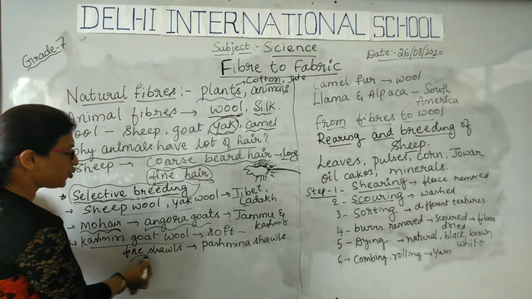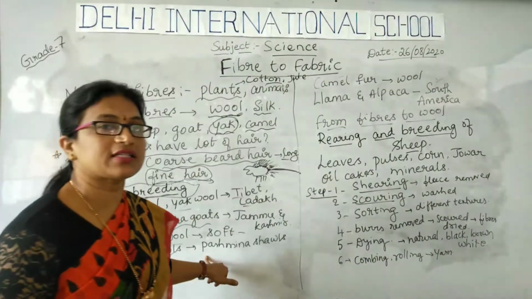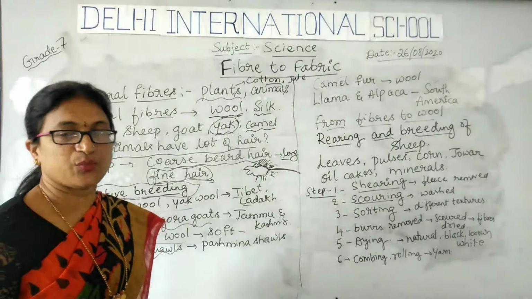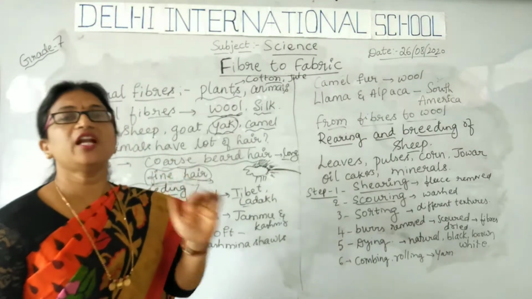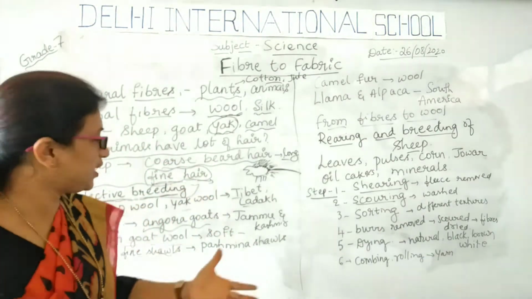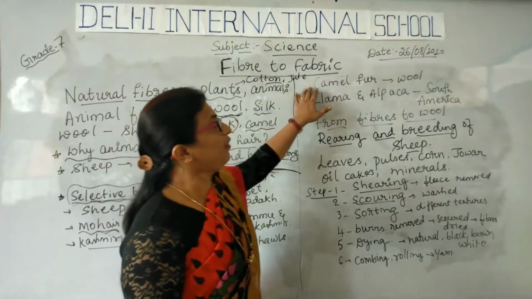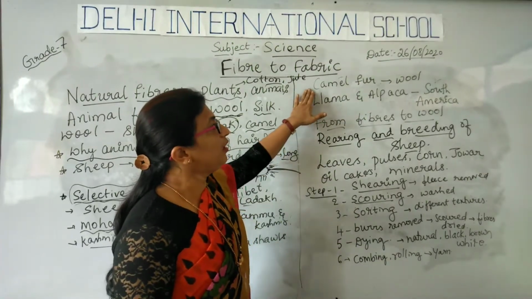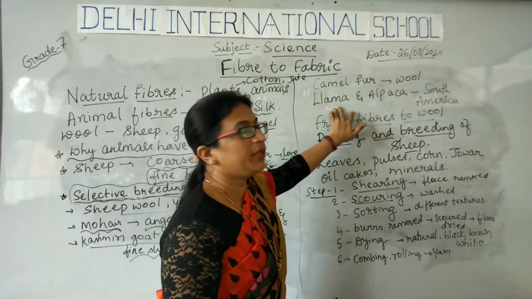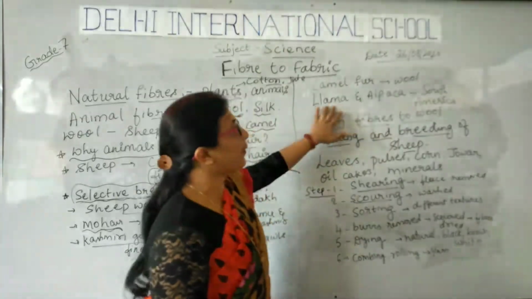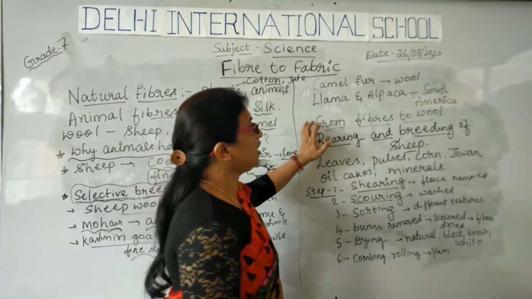Fine shawls are obtained from this type of goat, and those shawls are very costly and are called pashmina shawls. In the textbook, in the table, they have given different breeds of sheep and goats which yield good quality wool. In the same way, camel fur, the hair on the camel, also provides wool. Other important breeds are llama and alpaca. These are breeds of the camel family present in South America, which yield good quality wool.